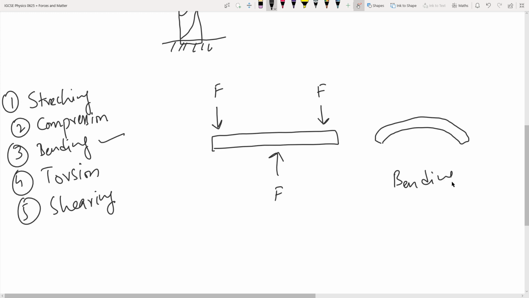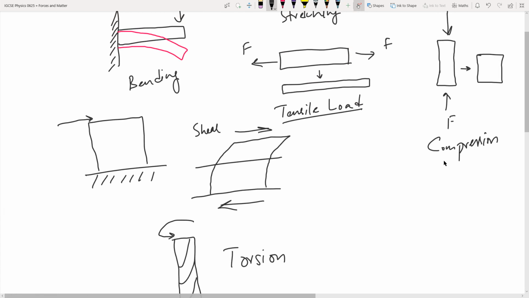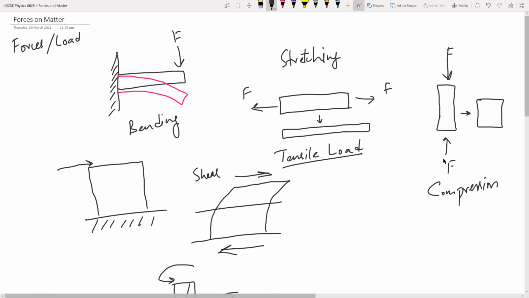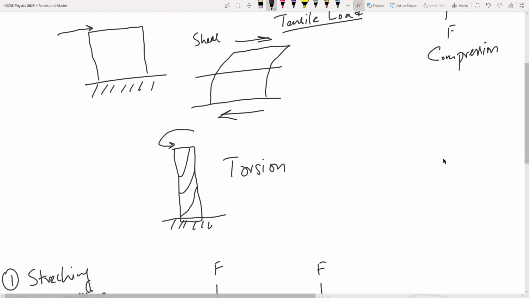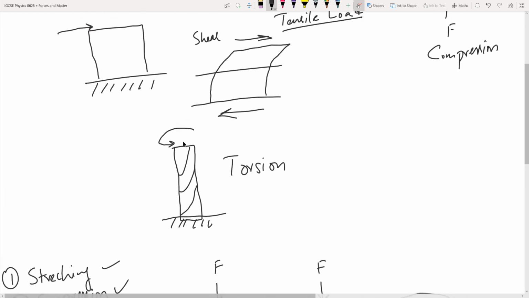So remember these images, that the direction of the forces creates different types of loading conditions on matter, namely stretching, compression, bending, torsion, and shearing. Shearing is actually not much discussed in IGCSE, but the other four are there, and you need to be able to differentiate them in terms of their application, the way force is going to create these loads.